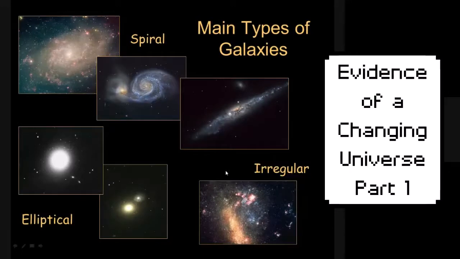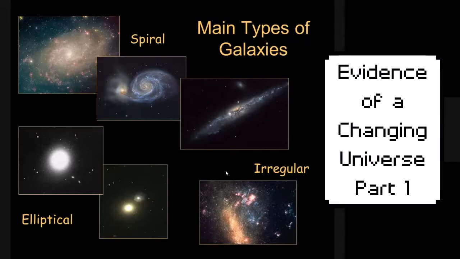Galaxies. So, 3 types of galaxies. Now, there are more than 3 types of galaxies, but this is a simplified explanation because we don't need to go into type 2A spiral galaxies and type 1B irregular galaxies. You just need to know the 3 types: spiral, elliptical, and irregular. Now, let's start with spiral galaxies.